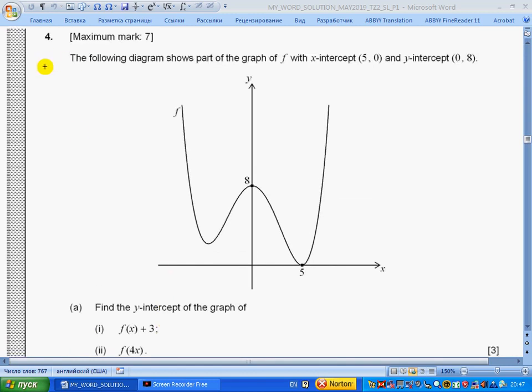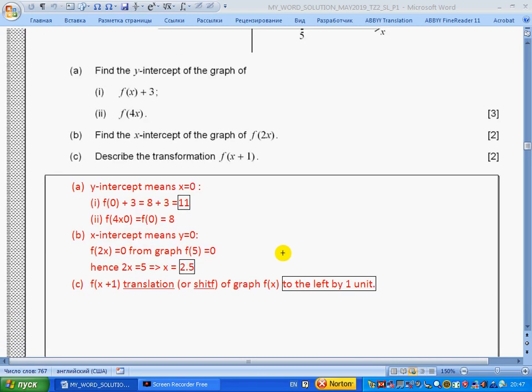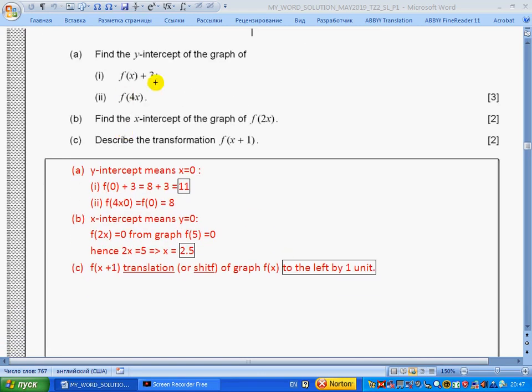Question 4. The following diagram shows part of the graph of f with x-intercept and y-intercept. The y-intercept is 8, the x-intercept is 5. Find the y-intercept of the graph of f(x) plus 3. The y-intercept means x equals 0. So we need f of 0 plus 3. f of 0 is 8, so we get 11.